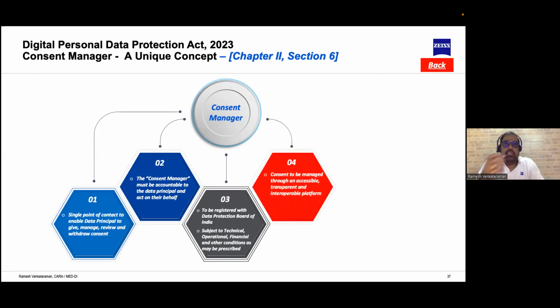Because it's an organization going to be, right? Consent needs to be managed through an accessible, transparent, and interoperable platform. Again, in a country like India, it's going to be quite exhaustive, quite demanding, right? And look at that, one privacy notice needs to be made available in English or the languages specified in the 8th Schedule of the Constitution. They say 22 languages, even though they had put R.